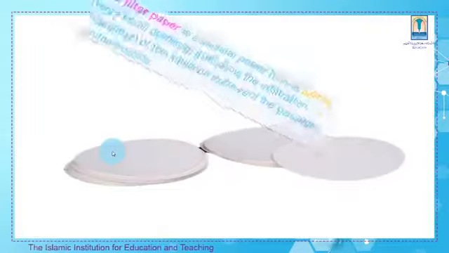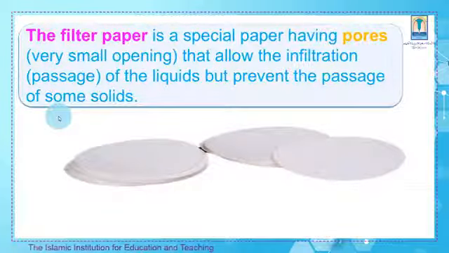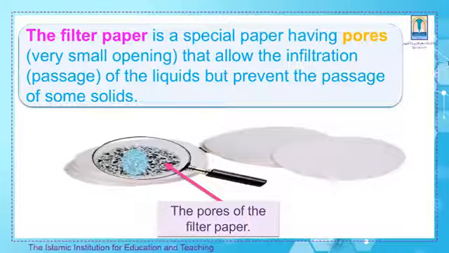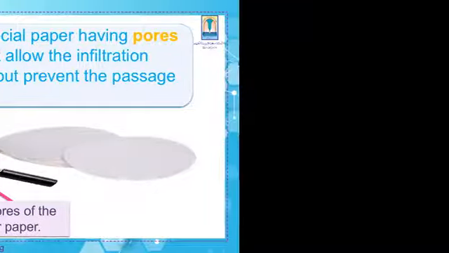What is a filter paper? The filter paper is a special paper having pores, very small openings, that allow the infiltration and passage of the liquids but prevent the passage of some solids. Here, we can observe the pores of a filter paper after magnification. These pores allow the liquid to pass through them but prevent the passage of some solids.